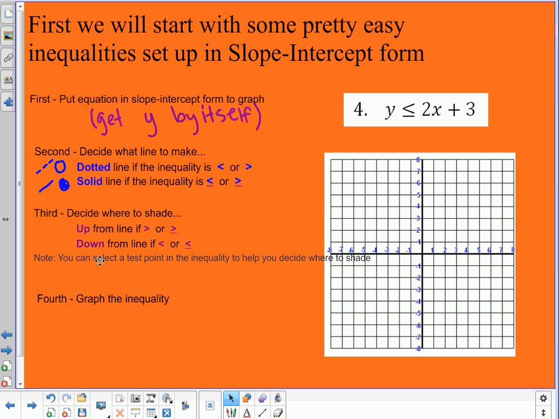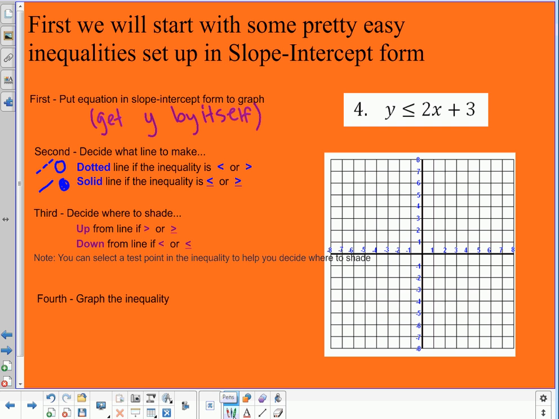What line did you use? Where did you shade? Just a note about the shading. If you're not sure of where to shade, pick a test point. Just pick any point on the coordinate plane. I typically use 0, 0. Plug it into the inequality and see if it's true or not. If it's true, that's where you shade. If it's not true, then you have to shade the other side.